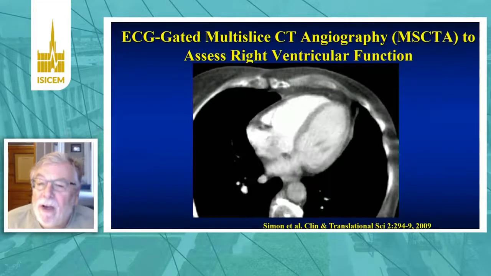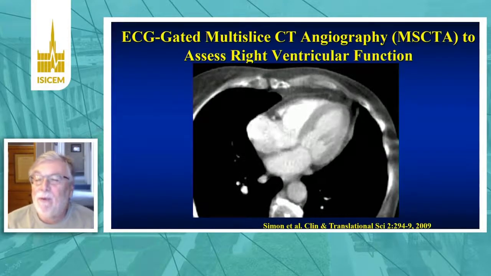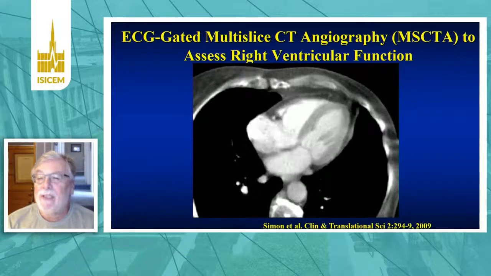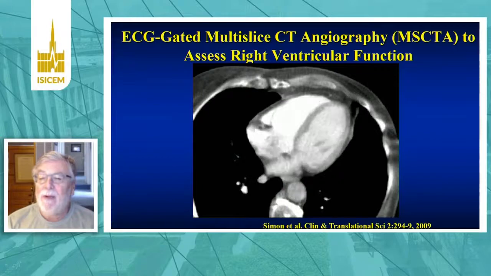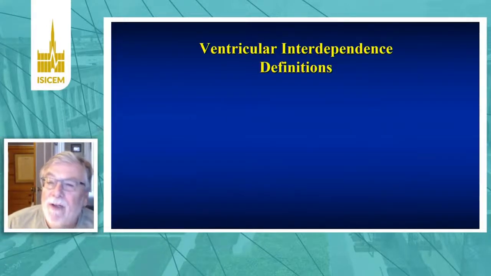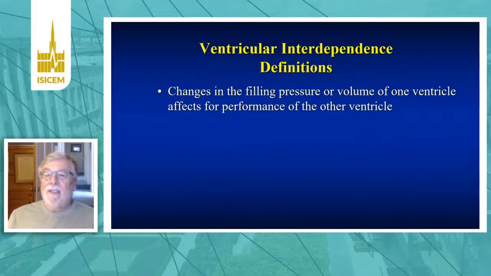When we look at the heart contracting, it's absolutely clear that both ventricles beat at the same time, share a common interventricular septum, and are housed by a common pericardium. So when we think about ventricular interdependence, what we're saying is the changes in the filling pressure volume of one ventricle affects the performance of the other ventricle.